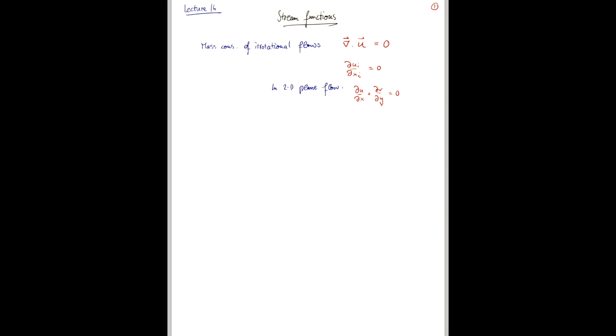Now, for something when the divergence field is 0, we can define a function psi that has the following properties. That's going to be our stream function. Now define psi, a function of x, y, and t, such that u is d psi dy and v is minus d psi dx.